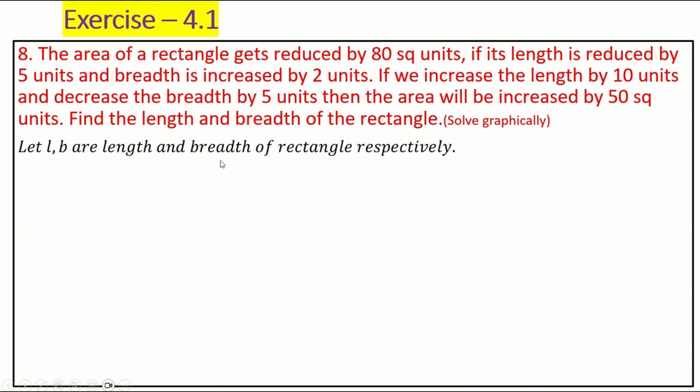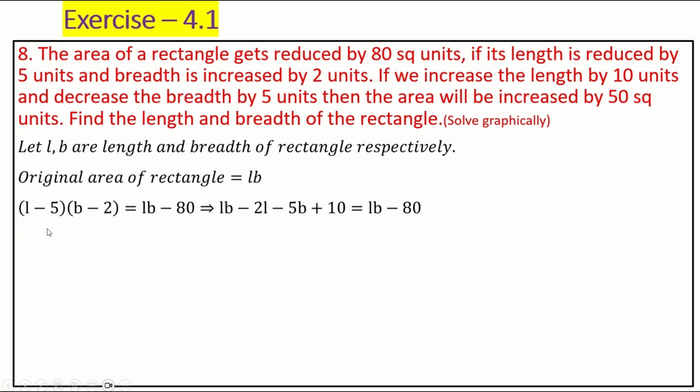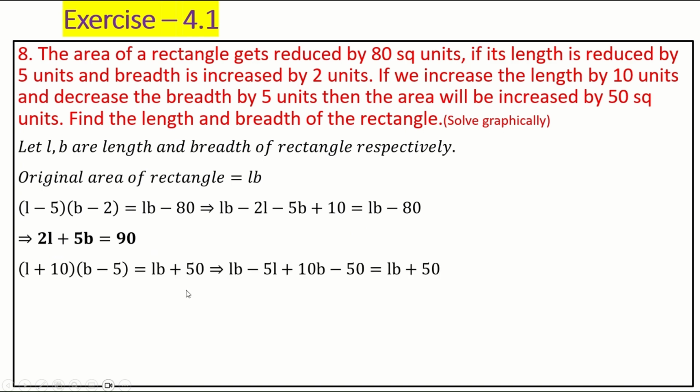L and B are the length and breadth of the rectangle respectively. Original area of rectangle is LB. The first condition is (L minus 5)(B plus 2) equal to LB minus 80, reduced by 80. If you expand the equation, what you will get is 2L minus 5B equal to 90. This is your first equation.